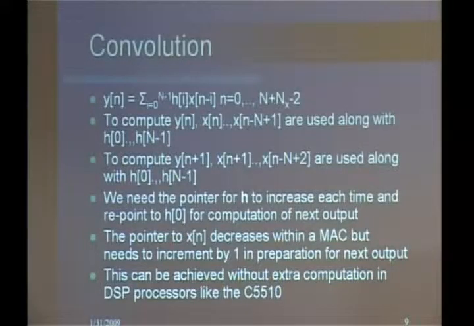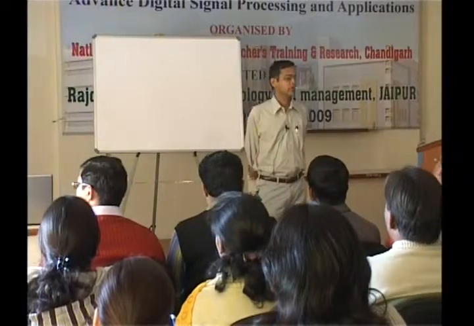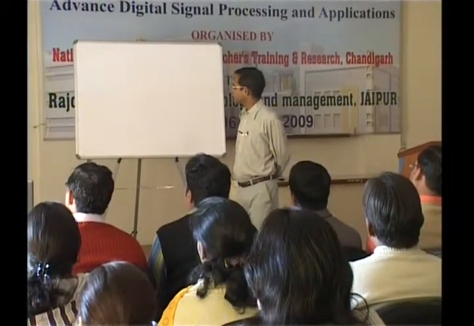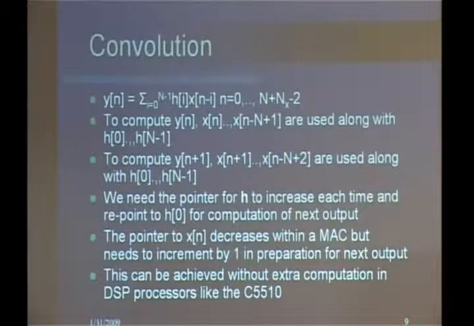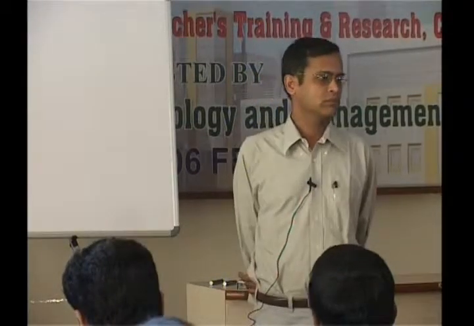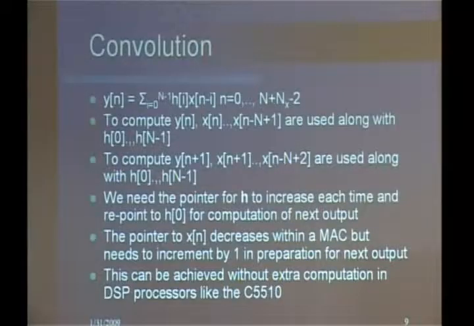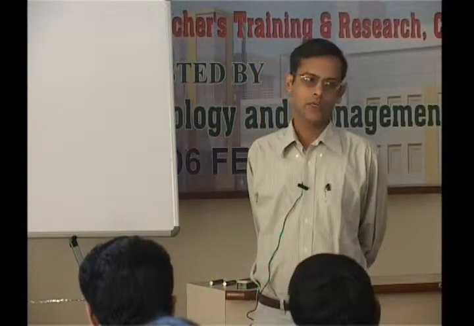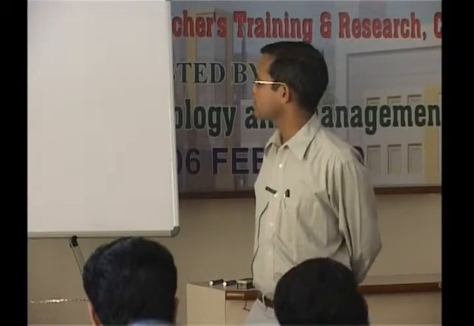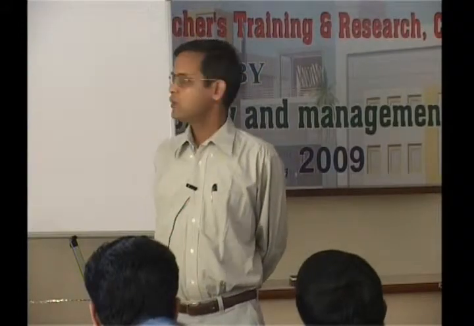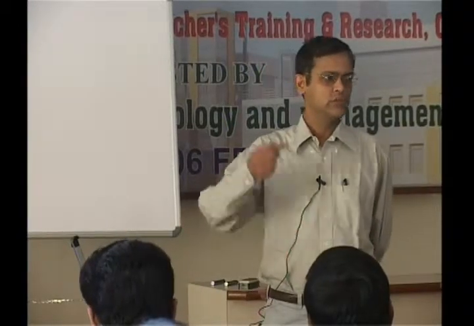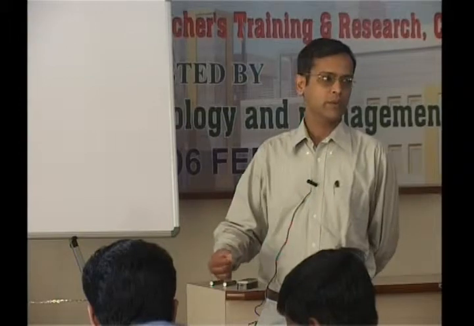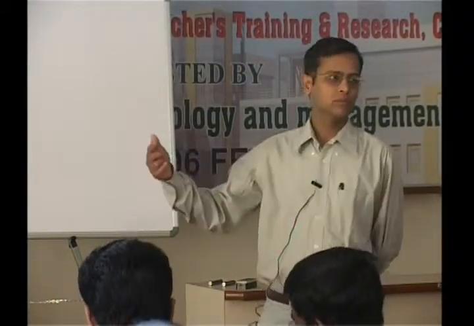Now we need a pointer to access h. So we have a separate pointer to access h, and a separate pointer to point to x. You need to access h0 to h of N minus 1. Each time you take h0, you multiply with x of n, h1 you multiply with x of n minus 1, and so on. But as soon as you finish computing y of n, you will realize that to compute y of n plus 1, again you require h0. You use h0, h1, h2, up to h of N minus 1, and to compute the next output again you require h0.